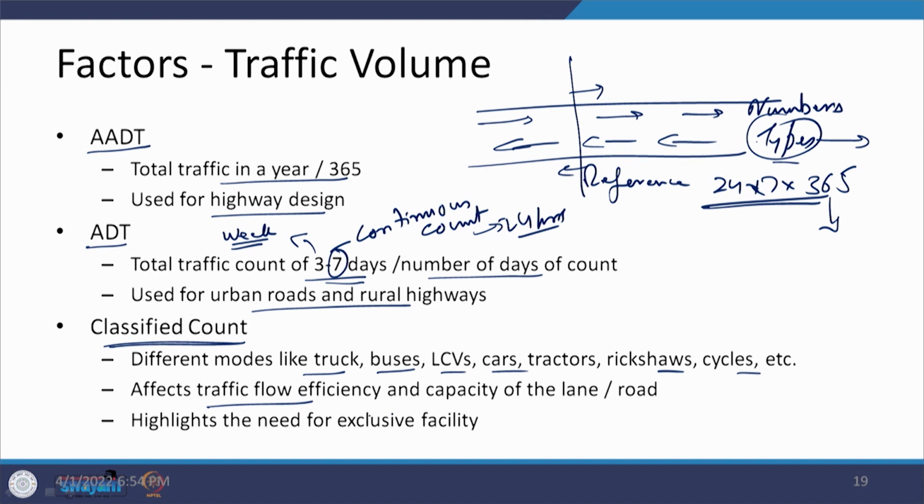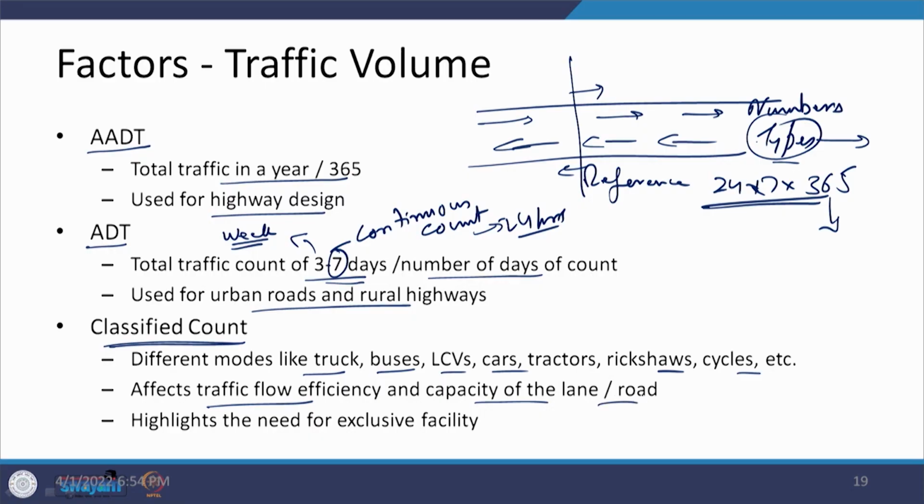And this particular thing is going to make an impact on the traffic flow efficiency. If more of the trucks are there, the speeds are going to be low. If more of the cycle rickshaws or cycles are there on a road, then again it may impact the speeds, or the capacity of the lane or the road is also going to be affected. If more bigger vehicles are there, then a smaller number of vehicles will be able to pass this section, and that is where we will say that the capacity of the road is reducing.